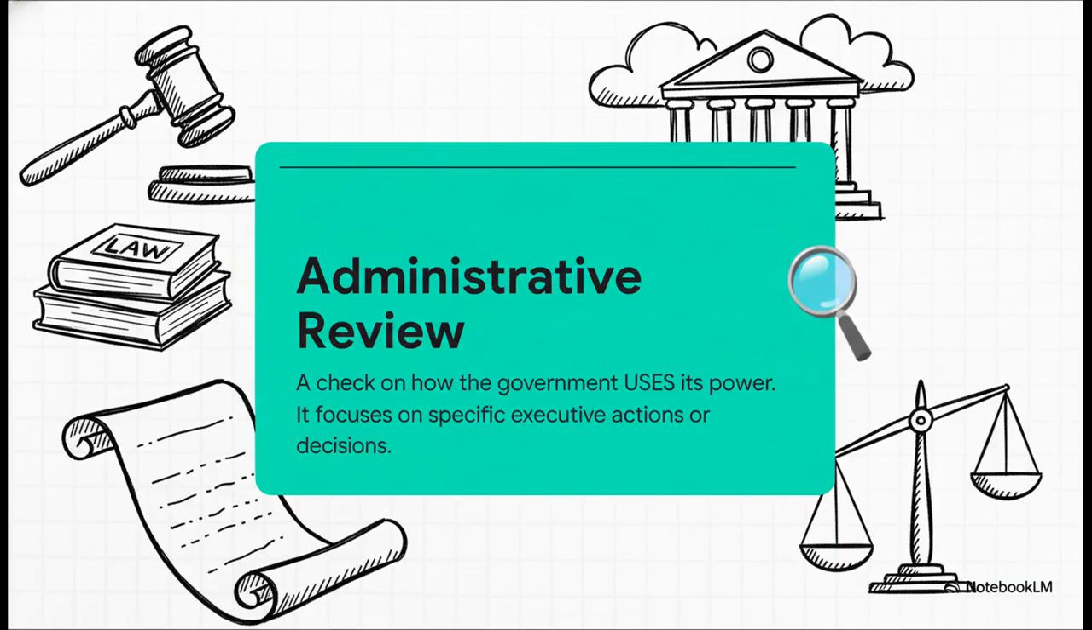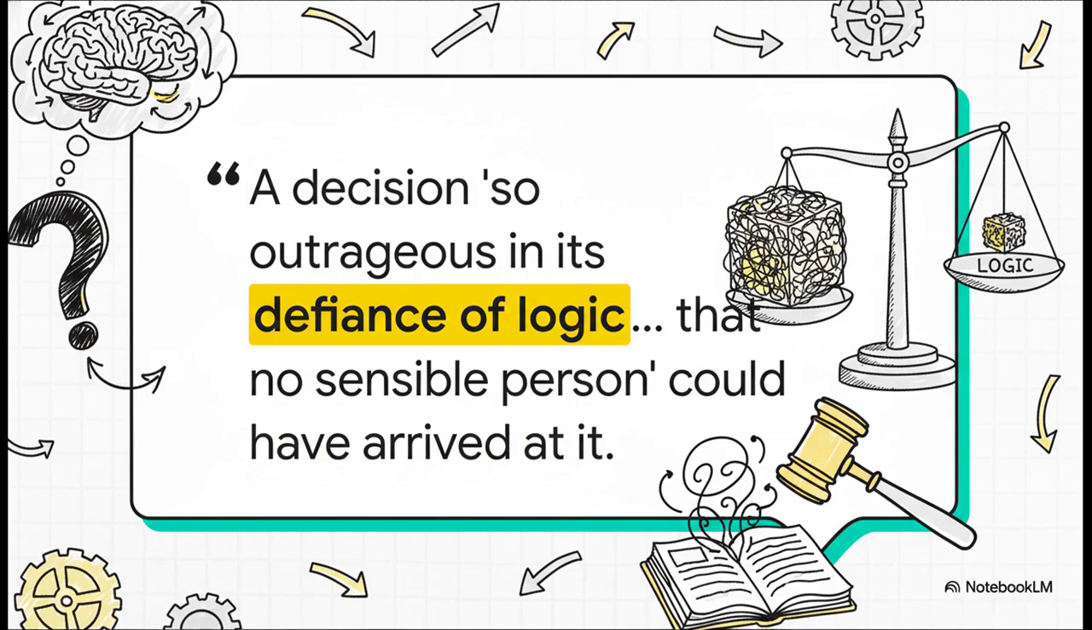The court isn't looking at the law itself, but at a specific decision made under that law, like in the Zester license plate case, to see if the government acted properly. And the classic benchmark for this, a name you really need to remember, is the Wednesbury unreasonableness test. It asks, was a decision so completely off the wall, so illogical, that no sensible person could have possibly made it?